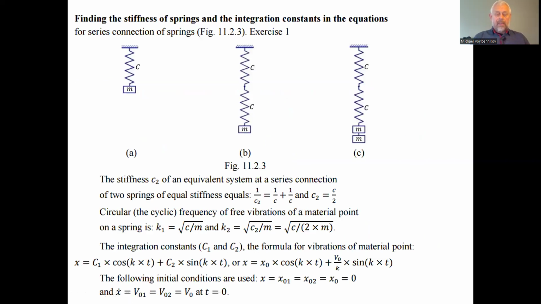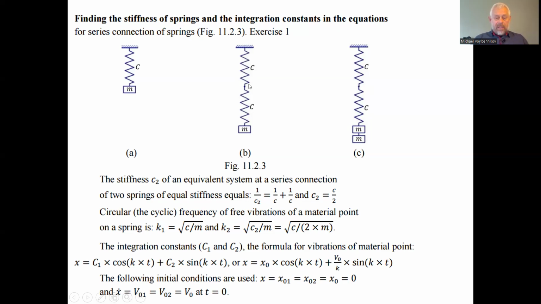And let's consider an exercise. Exercise 1: we have a load suspended by a spring of stiffness C, stiffness index C, with the load of mass M. And let's consider what if we have two springs connected in series to the same mass. What can we say about the cyclic frequency of the oscillation of this load? Cyclic frequency depends on the stiffness characteristics of the springs and on the mass of the suspended load.